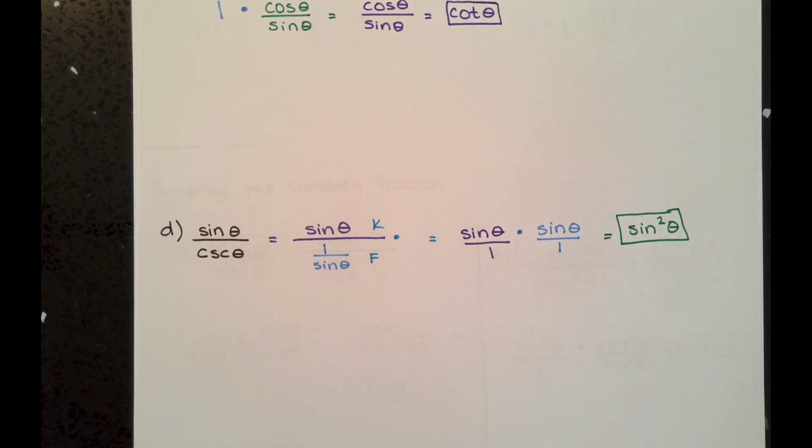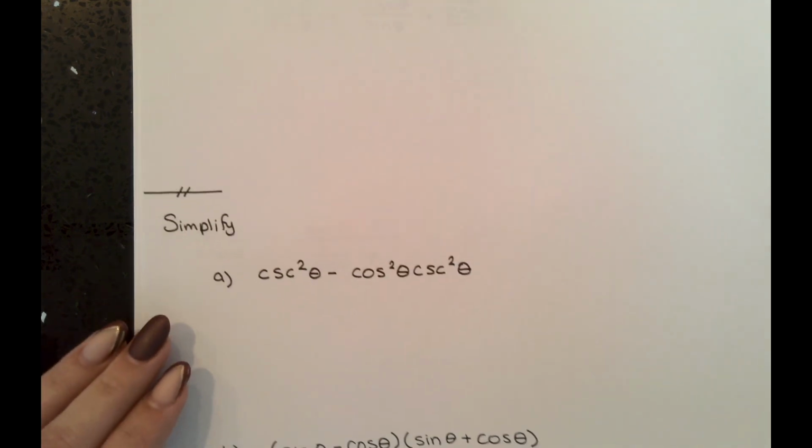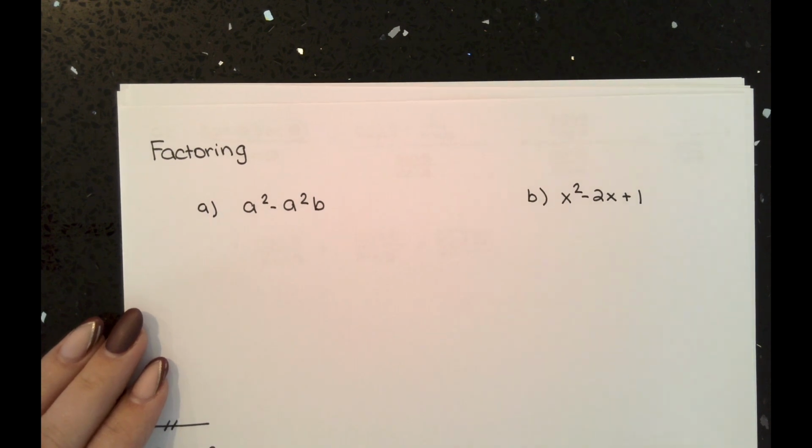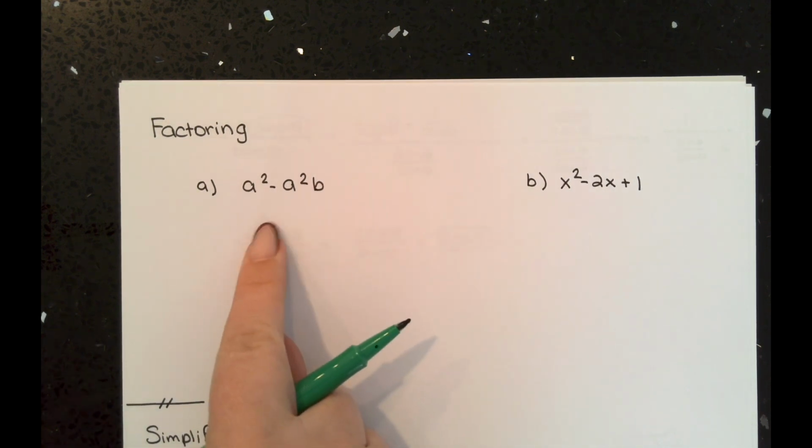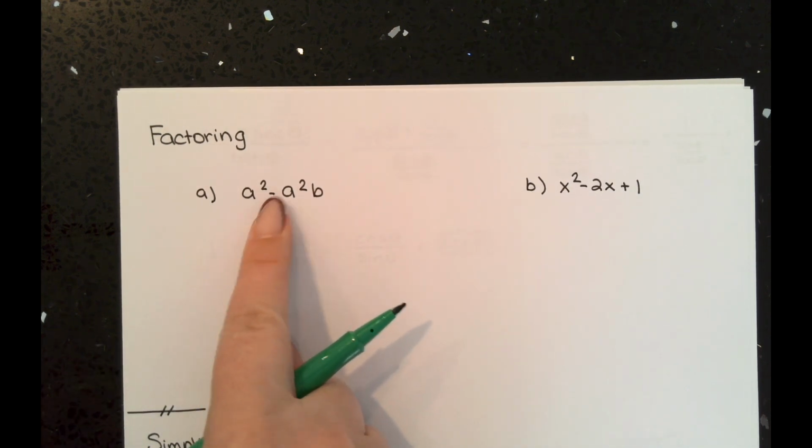Moving on to something that's a little bit more difficult to see: factoring. Now you will need to factor with trig functions. Factoring does occur frequently enough that we are going to be testing on it, so be careful on that. Let's start with basic factoring. Let's say I have a squared minus a squared b.